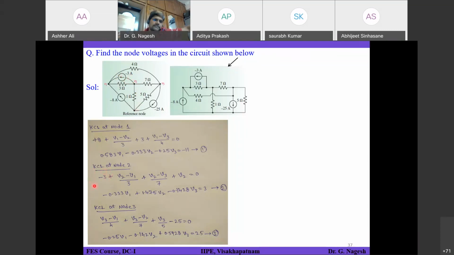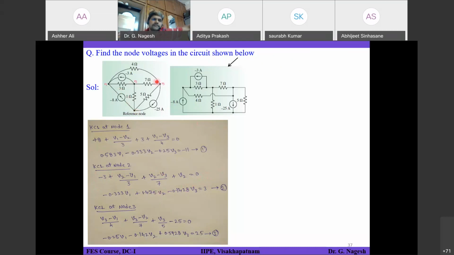And next expression, if you see, V2 minus V1 divided by 3, V2 minus V3 divided by 7, V2 divided by 1 is equal to 0. Okay. Right. So this is how you have to write equation 2.